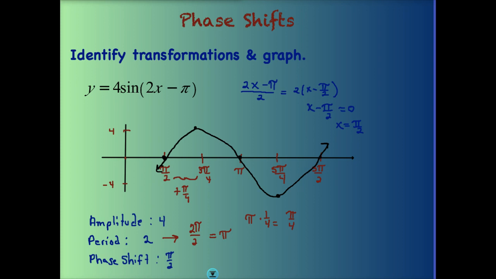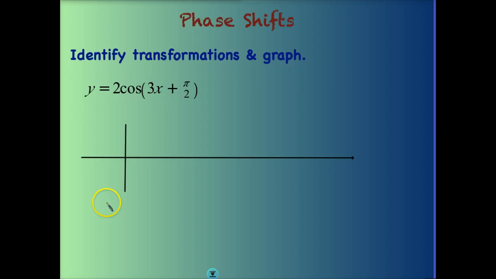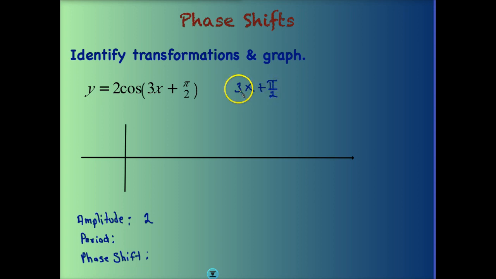Let's try one more. For this one, go ahead and pause the video, try this one on your own, and then come back, we'll do it together. First thing then would be to identify the amplitude, which was 2, and then we need to figure out our period. So remember, we need to take the expression that's inside the parentheses, and we need to factor out a 3 so that the coefficient of x is just 1. When we do that, we are left with 3 times x plus pi over 6.